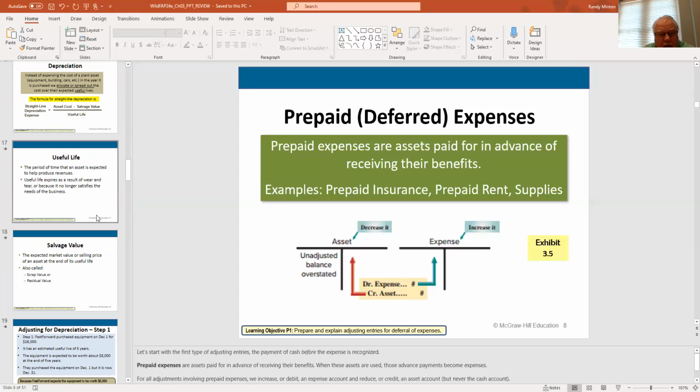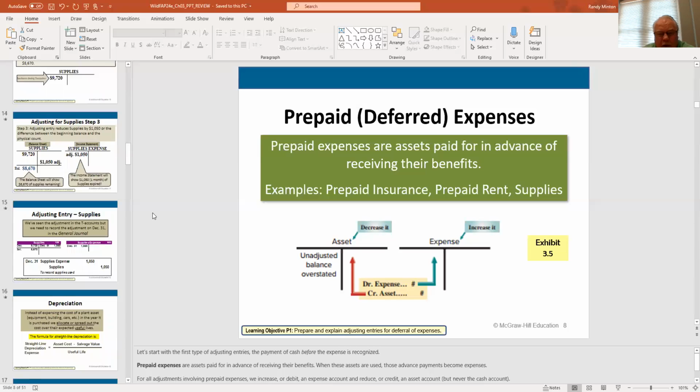If I don't have a lease and I'm just paying the rent by the month and I pay it in advance, then if I leave, I get a refund for the unused portion of it. And you'd handle it the same way. The only difference is that the asset, instead of being prepaid insurance, would be prepaid rent. And instead of being insurance expense, when you recognize the portion that's been used up, it'll be rent expense. Let me talk about supplies here for a second.